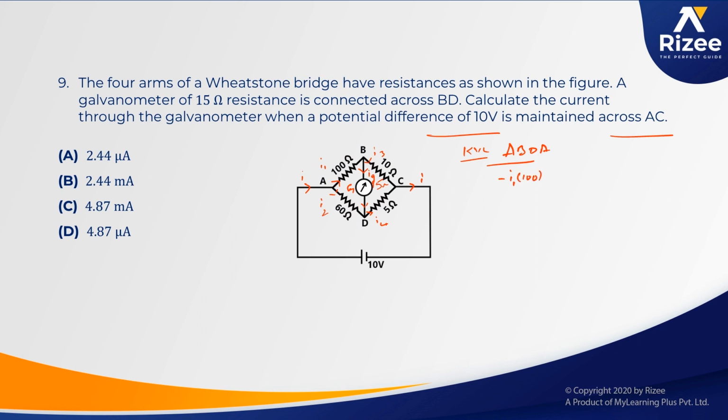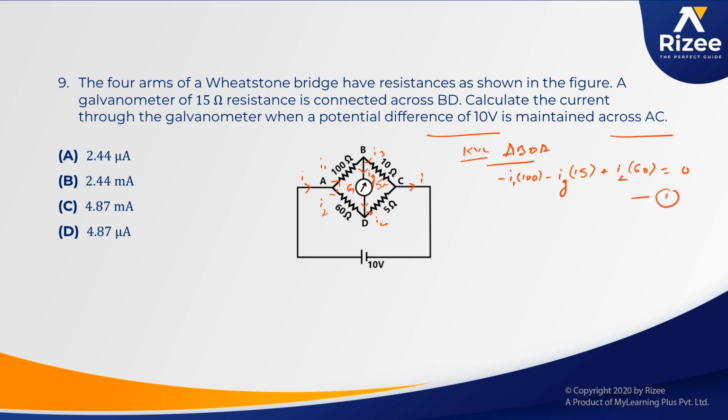Next, B to D, there is a potential drop across the galvanometer, which is minus Ig into the resistance of the galvanometer. He has given it to be 15. Next one, from D to A, plus I2 into 60 is equal to 0. So this is your first equation.